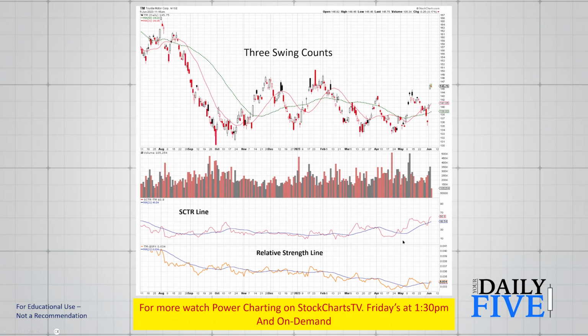Also, I like to look at the momentum as defined by the scooter line. The scooter line is now in an uptrend, higher highs, higher lows. So we have improving momentum in an upward trend with relative strength. The bottom cell here is also making higher lows and attempting to turn up its moving average. And so we have really good relative strength.